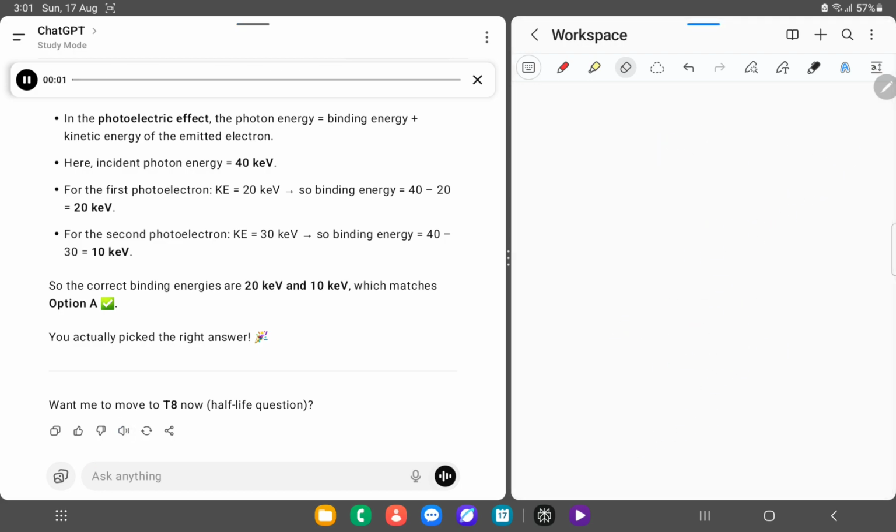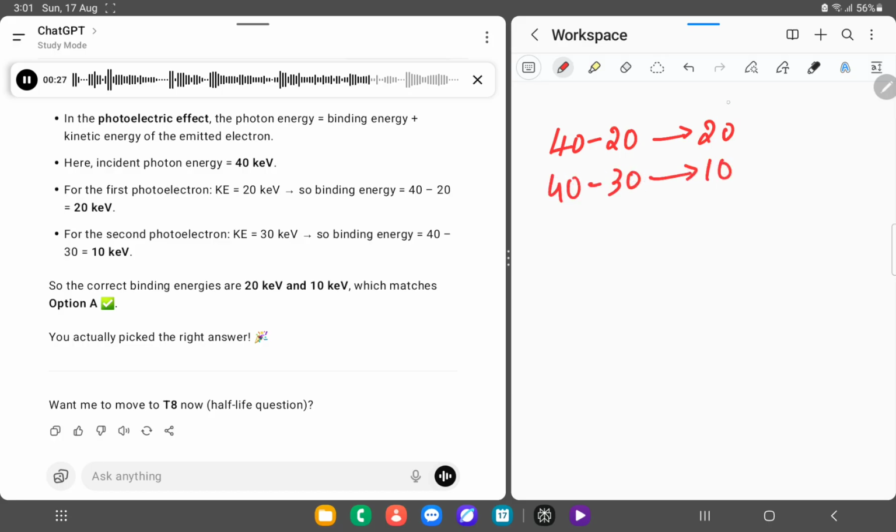Good try. Let's work it out carefully. In the photoelectric effect, the photon energy equals binding energy plus kinetic energy of the emitted electron. Here, incident photon energy equals 40 keV. For the first photoelectron, Ke equals 20 keV, so binding energy is 40 minus 20 equals 20 keV. For the second, Ke equals 30 keV, so binding energy is 40 minus 30 equals 10 keV. So the correct binding energies are 20 keV and 10 keV, which matches option A. You actually picked the right answer. Want me to move to T8 now? Half-life question?